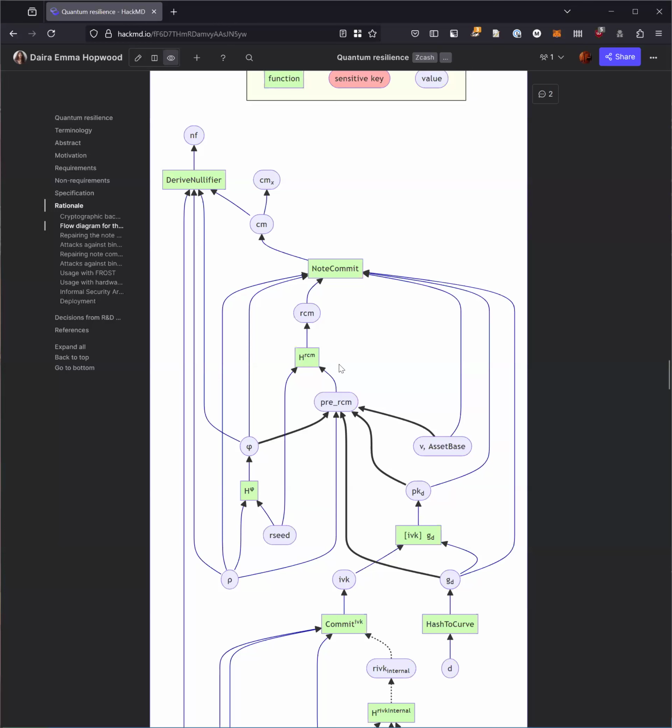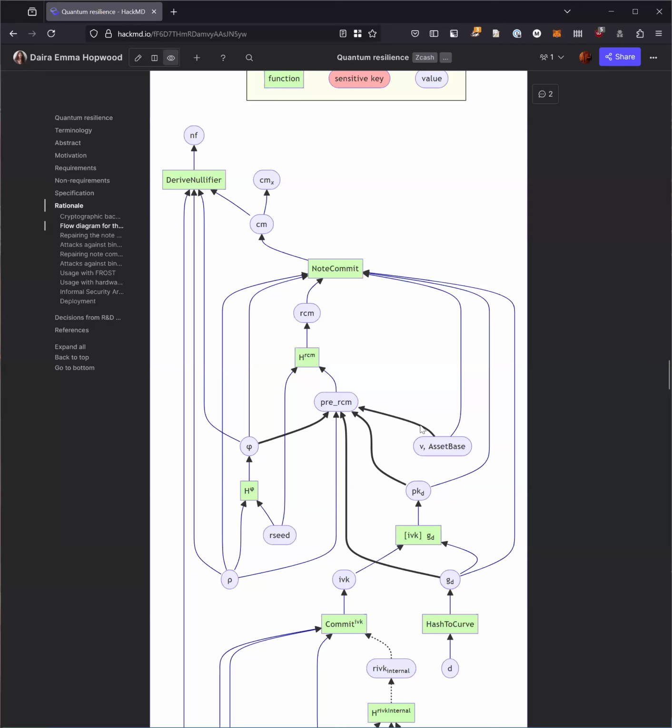So the idea is that if a quantum computer comes along, you can still spend notes created under Orchard. You just need to additionally make a few changes to how you produce them. And essentially what you're doing is you're leveraging the fact that we already have this hash deriving rcm in the wallet level protocol. And everything else that goes into the note commitment is then changed to also be an input to this rcm hash.